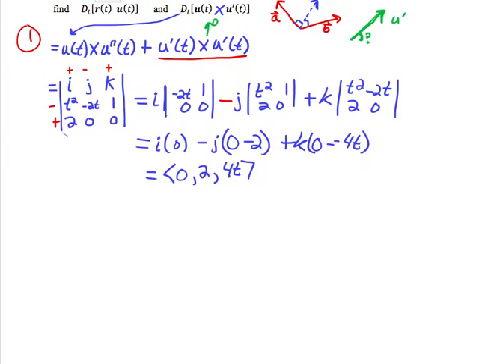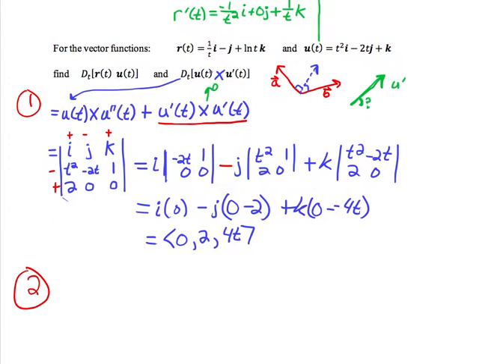Let's do it another way. So the other way to do it was usually shorter, but maybe it won't be this time. I don't think it is this time. So we're going to take the derivative of after we do u cross u prime. So we've got to do u cross u prime.